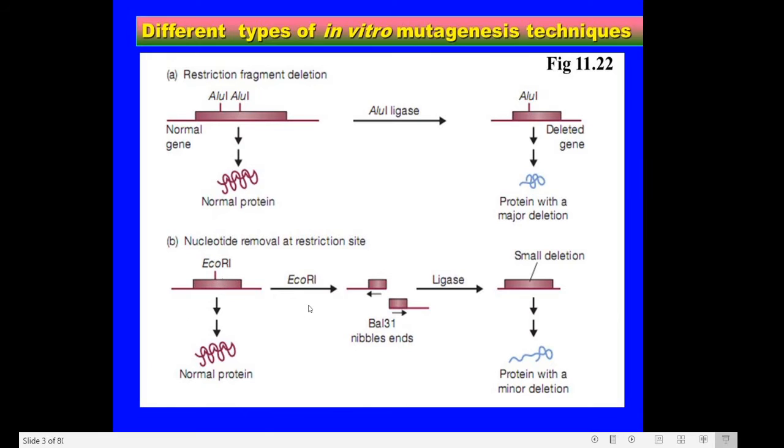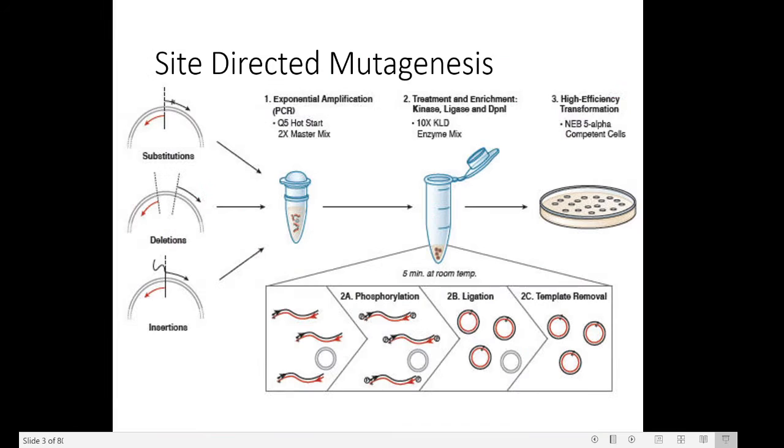Every restriction enzyme cuts the gene, so there were two different portions. Those two different portions are joined with another gene with ligase enzyme. That newly formed gene is called the mutated one. There was some mutation at the restriction site of ECOR1. These are two types in mutagenesis: restriction fragment deletion, and another one is nucleotide removal restriction.